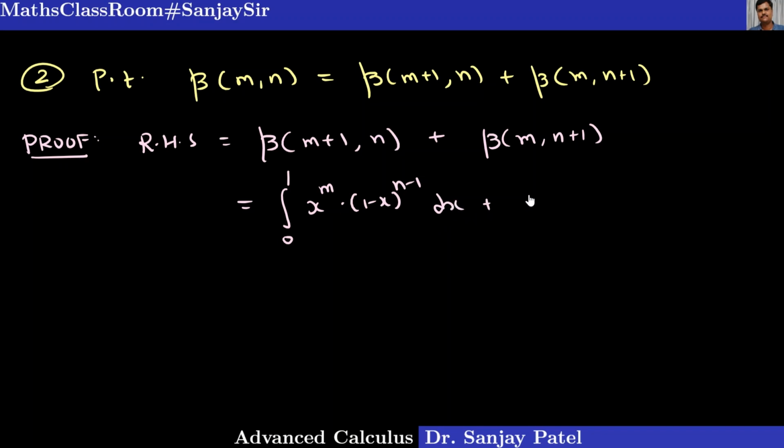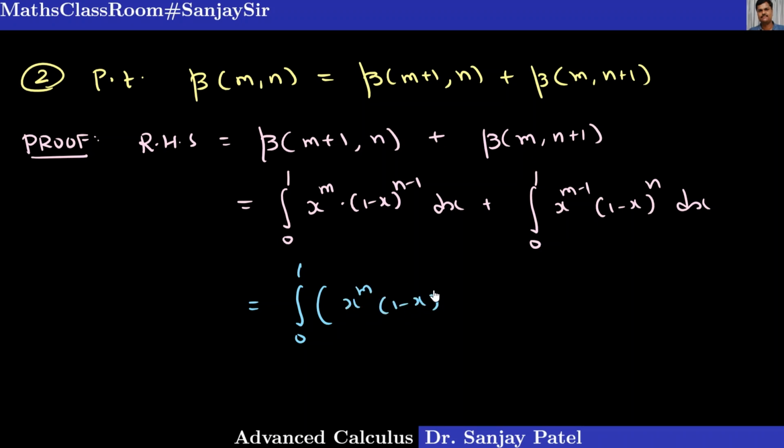Dx plus this thing is integral 0 to 1 x raised to m minus 1 into 1 minus x raised to n dx. So we have integral 0 to 1 of one function plus integral 0 to 1 of some other function. So using the working rules of integration, I can write this as integral 0 to 1 x raised to m into 1 minus x raised to n minus 1 plus x raised to m minus 1 into 1 minus x raised to n dx.